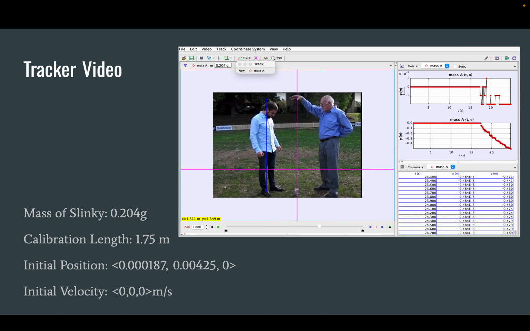Now for my observational data, I gathered it using Tracker and a provided video. The mass of our slinky is 0.204 grams, and for calibration, we use Derek's height, which is 1.75 meters. I gathered the initial position using the Tracker data, and our initial velocity is 0 because we dropped the slinky from rest. Throughout the video, I tracked the position of the bottom of the slinky versus time.